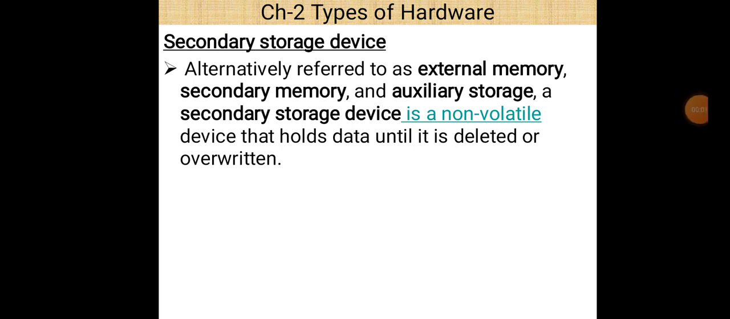Good morning, students. Today our topic is computer system, and in this lecture we are going to discuss types of hardware. So our focus is on storage devices. First of all, what is a secondary storage device?